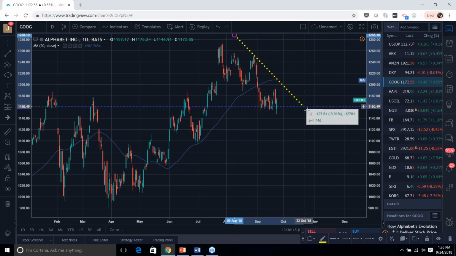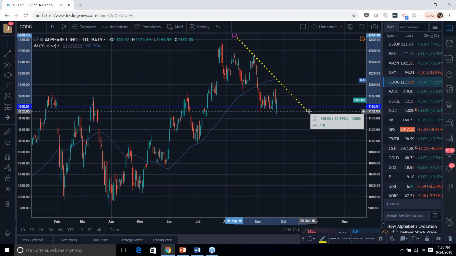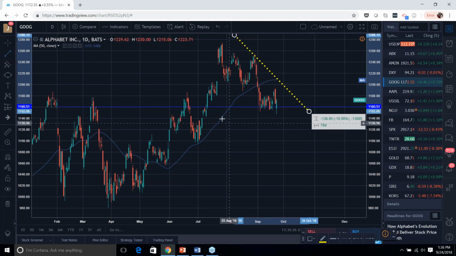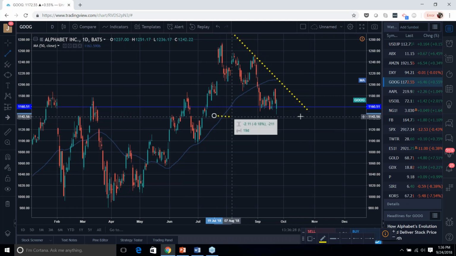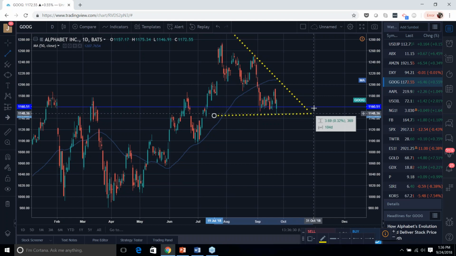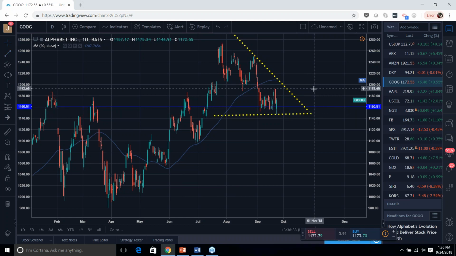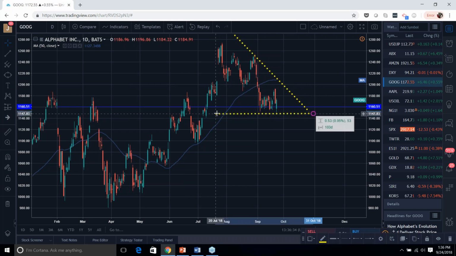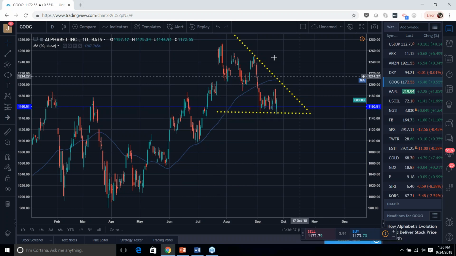Now we've broken under the 50-day. Historically, breaks under the moving average are thought of as bearish. And then we have a potential bearish triangle setup. I mean, this is again early, but you can see, I'll number them here.